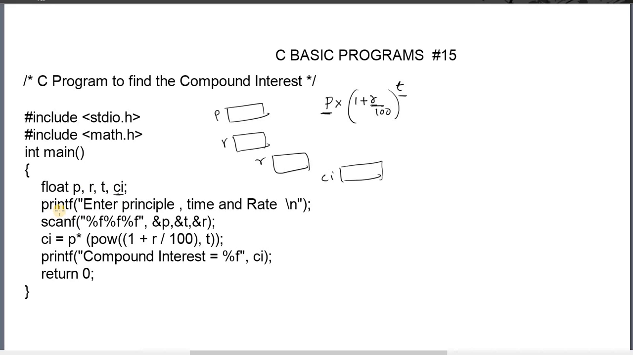When we run this program, this printf takes the message which is given here and prints the same message on the output screen, like: enter principal, time and rate. Here \n is there. When the \n is executed, control will go to a new line.